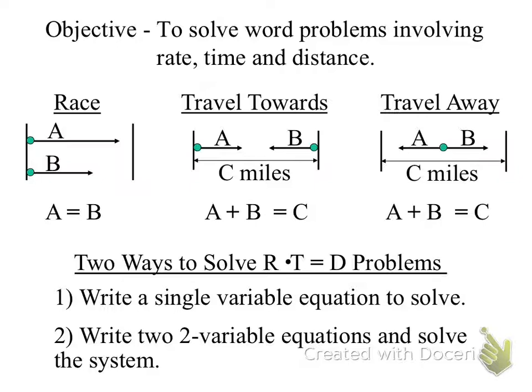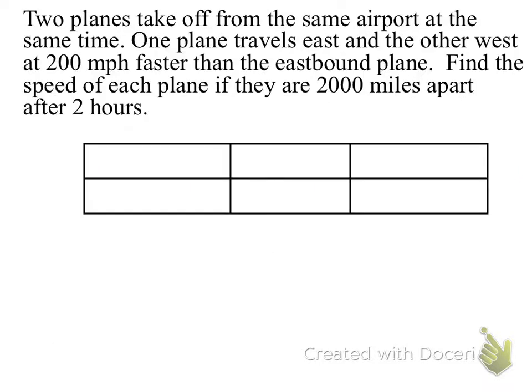So let's go to our, you don't need to write those notes. Let's go to our scenario. So the first thing we have to do is differentiate what we're talking about. What am I comparing? Two planes take off from the same airport at the same time. One plane travels east, the other travels west at 200 miles per hour faster than the eastbound plane. Find the speed of each plane if they are 2,000 miles apart after 2 hours. So the first thing I'm going to do is draw it.